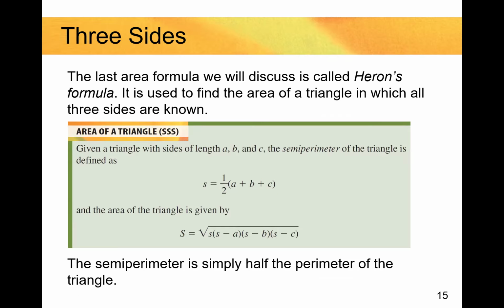And then what you do, you take the square root of little s, times little s minus one of the sides, little s minus another side, and little s minus a third side, and you take the square root of that, and voila, you get the area. I probably should write it down. This is the formula. The bottom is the formula for the area, and the top is the formula for the semi-perimeter of a triangle. So you need both of them.